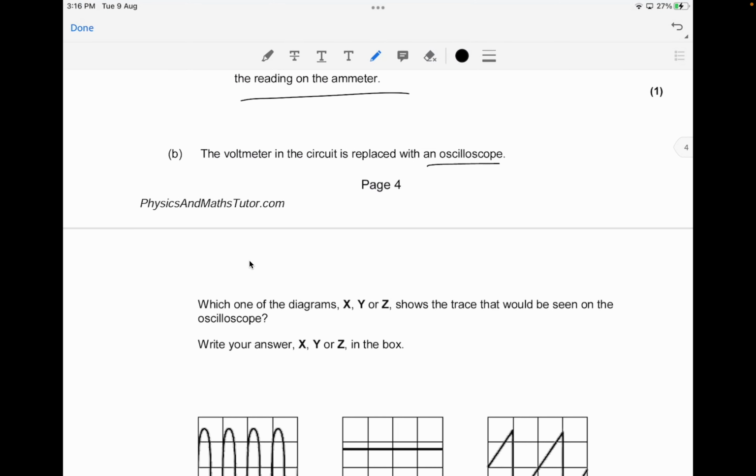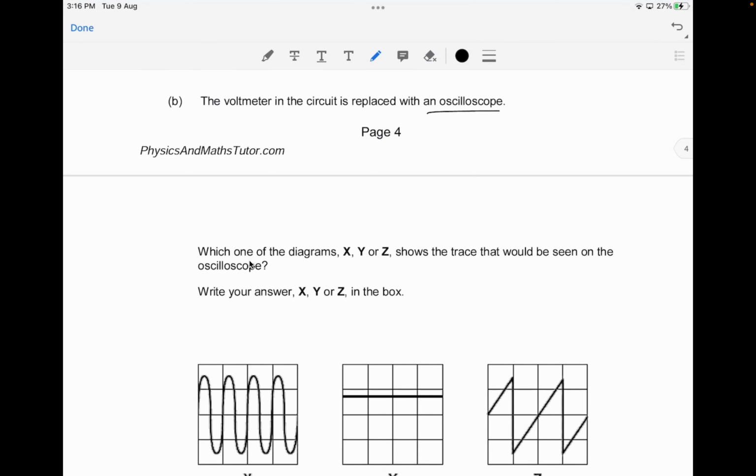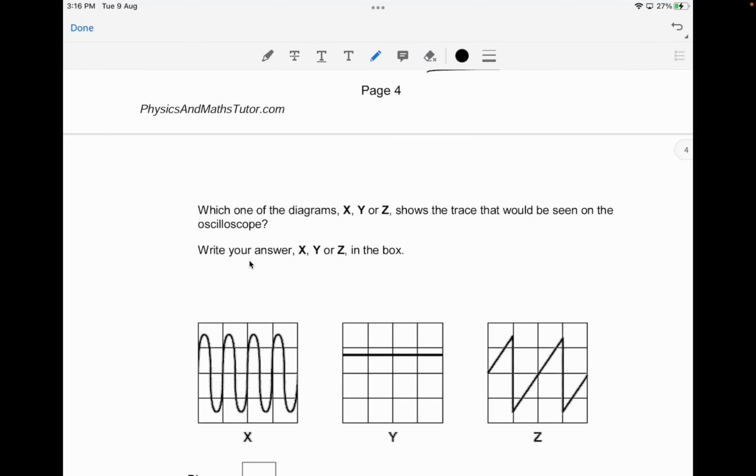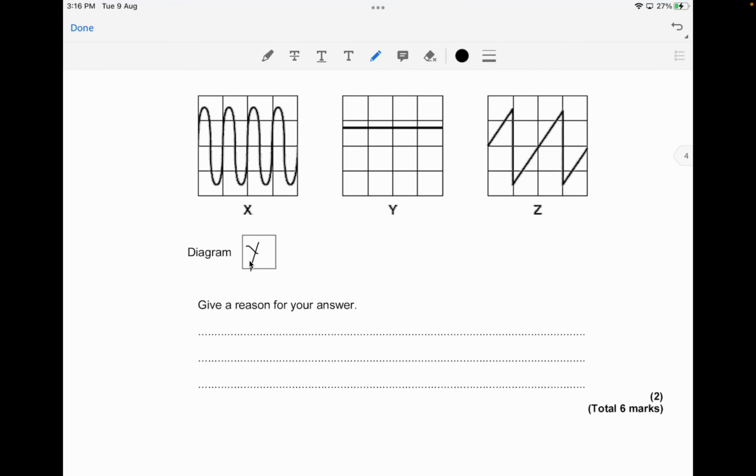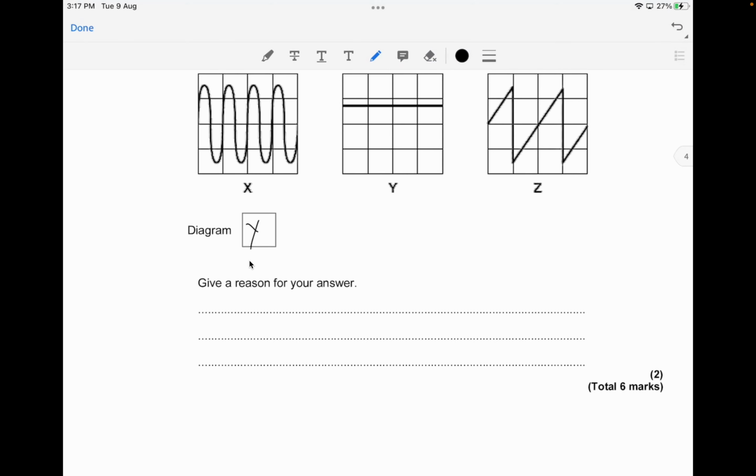Now, the next question states that the voltmeter in the circuit is replaced with an oscilloscope. Which one of the diagrams X, Y, Z shows the trace that would be seen on the oscilloscope? You have to write your answer, X, Y or Z, in the box. Now you can see that there are 3 diagrams shown. The one for the trace that would be seen on the oscilloscope would be Y. The reason is that Y is the only one that shows a direct current. That's what you're going to mention for 2 marks. It shows a direct current.